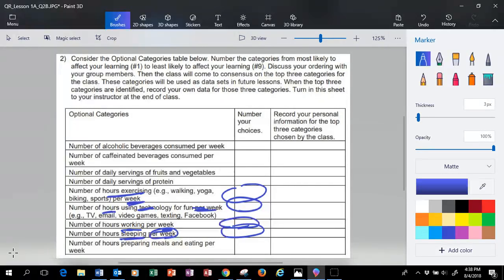Please note, these are hours, and this number needs to be per week. It does say on the technology: email, video games, texting, Facebook. You might want to include other items that you know could be distractors, or that could be adding to your course this semester. I'll need you to complete these, and then you'll be adding this information in our discussion board. And I'll also be receiving this information, and we'll talk about how to get that to me.